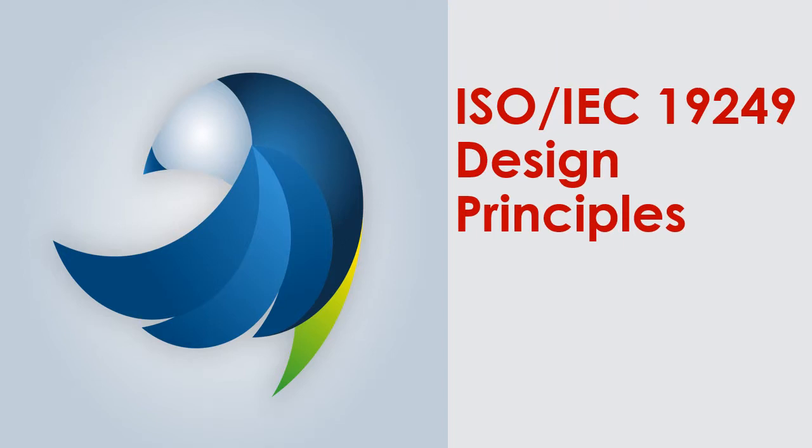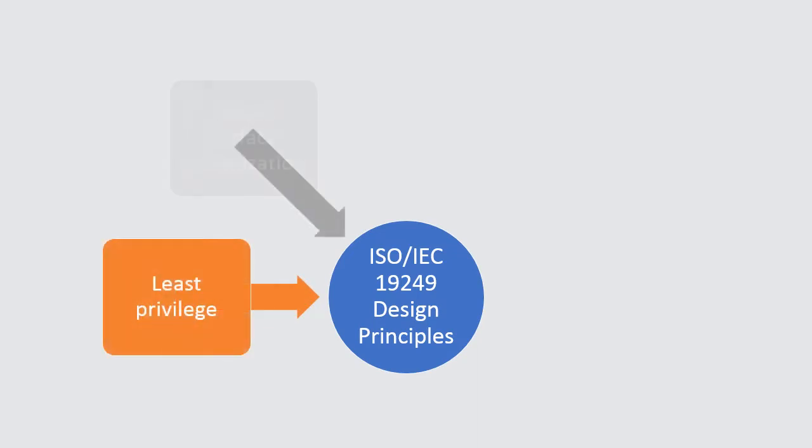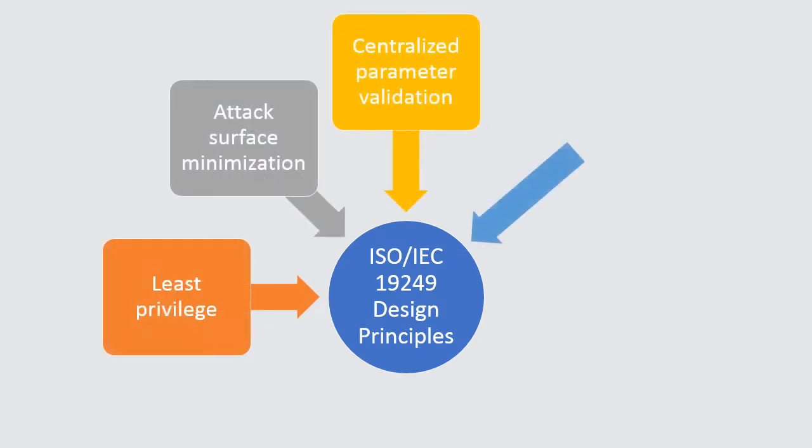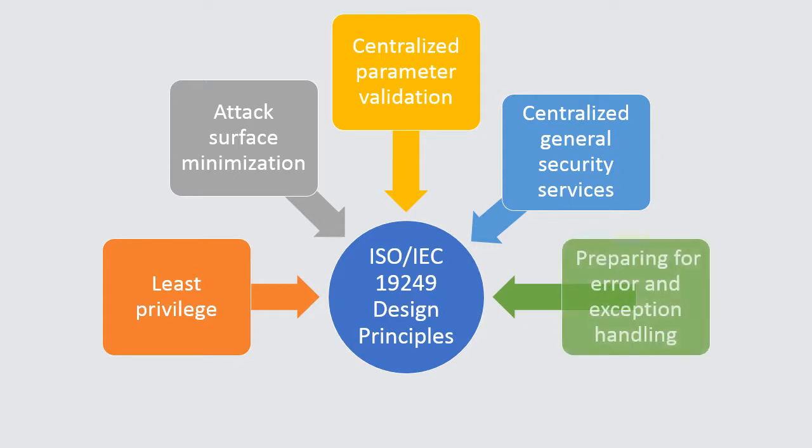ISO/IEC 19249 Design Principles. The 5 design principles from ISO/IEC 19249 are: Least Privilege, Attack Surface Minimization, Centralized Parameter Validation, Centralized General Security Services, Preparing for Error and Exception Handling. Least Privilege.